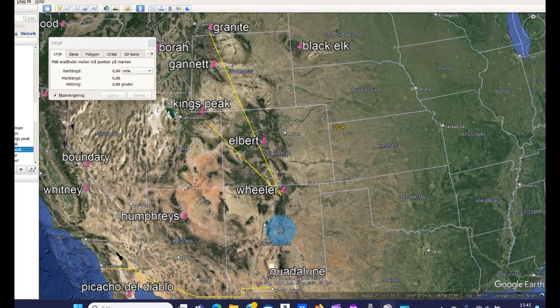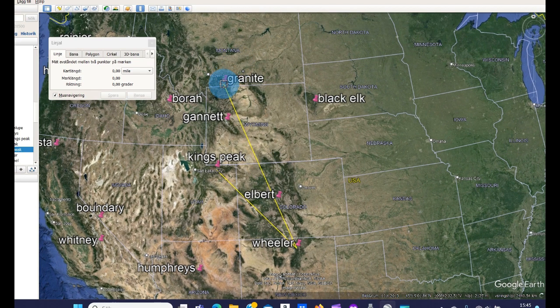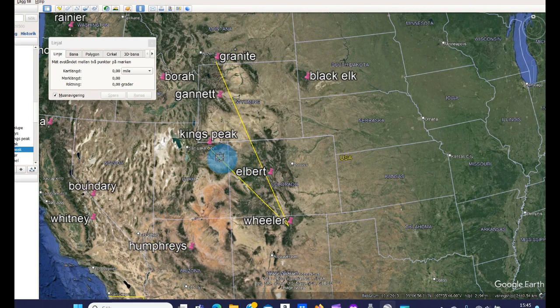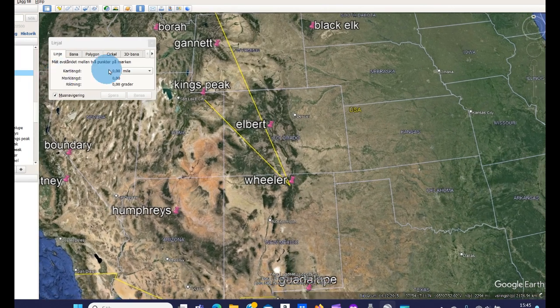Here we have New Mexico, Wheeler Peak, the highest mountain in New Mexico, and it has two distances. The shorter one is to Kings Peak, Utah's highest peak. The longer distance is to Granite Peak, and that's Montana's highest mountain. And the shorter is as 1 kilometer, the longer is as 1 mile. That's the ratio there. So let's measure from Wheeler Peak to Kings Peak and Granite Peak.